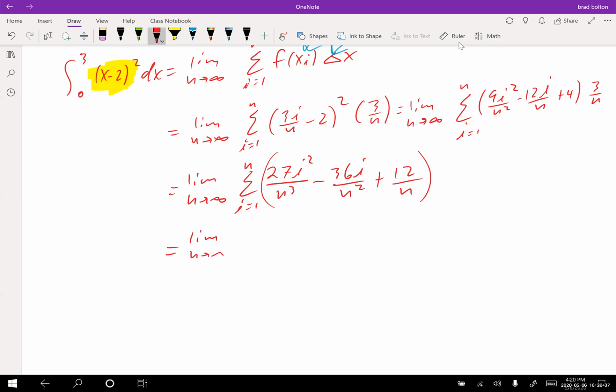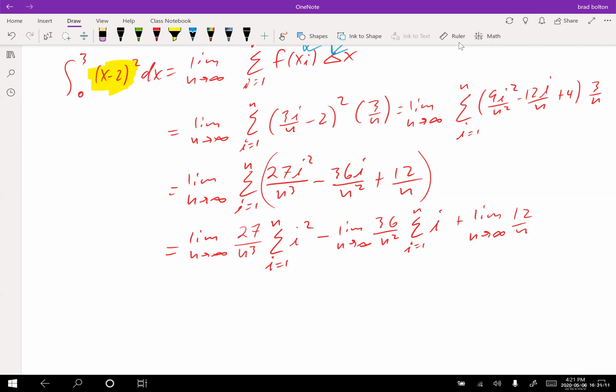Okay, so you guys unpaused it. So hopefully you're at this point now where you're going to take the 27 over n cubed outside of the summation, and that'll leave me with the summation of i squared, minus the limit as n approaches infinity of 36 over n squared times the summation of i, plus the limit as n approaches infinity of 12 over n times the summation of 1. Okay, so I split the limit because the limit of the sum is the same as the sum of the limits, or the difference. And because our summation has an index of i, everything with the i has to stay inside of the summation, and anything without the i, we're going to leave behind.